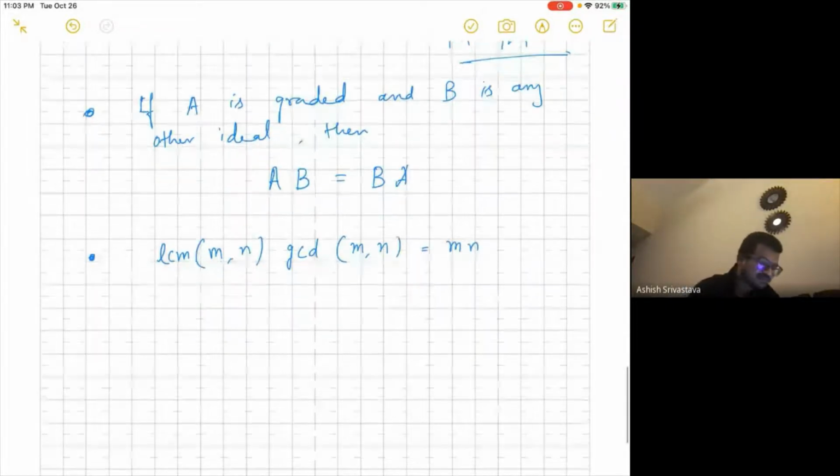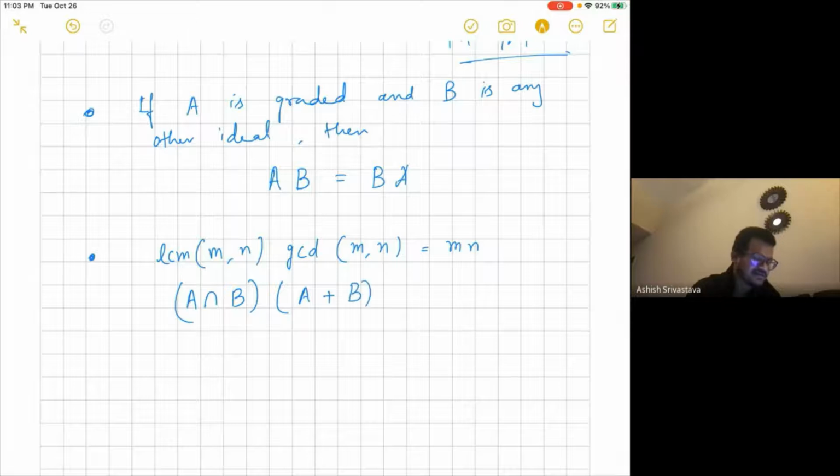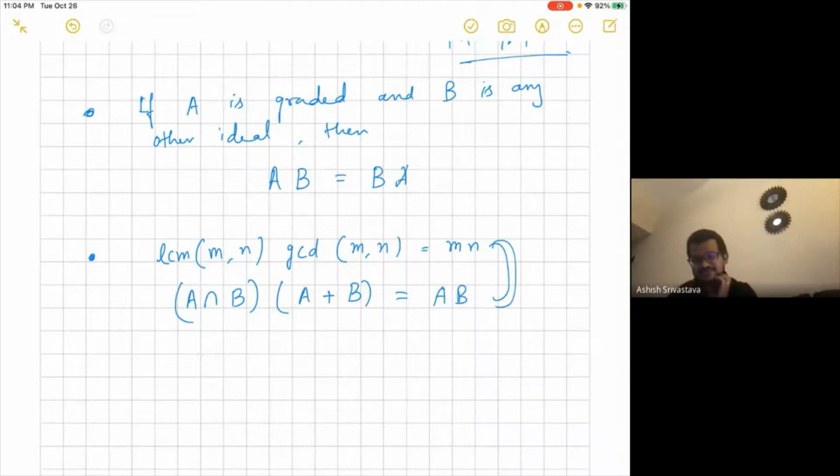So she proved an analog of this for ideals in Leavitt path algebra. She proved that if A and B are two two-sided ideals in a Leavitt path algebra, then A intersection B multiplied by A plus B equals AB, which is just the ideal theoretic analog of this beautiful property of integers, right?